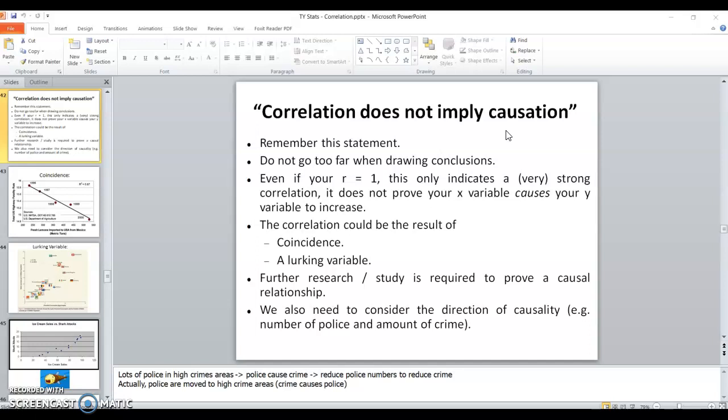Okay, so what could be going on apart from one causing the other? Why might two things be really, really closely correlated without one causing the other? Well, it could be a result of coincidence, or it could be what we call a lurking variable. I'll look at a couple of examples of those in a second. It could also be the direction of causality. If you think one thing causes the other, it could actually be the other way around. If you think X causes Y, it could be Y causes X. So basically, further research or study is always required in the questions that you'll do and in the assignment that you'll do. Okay, you won't be doing enough to prove a causal relationship.